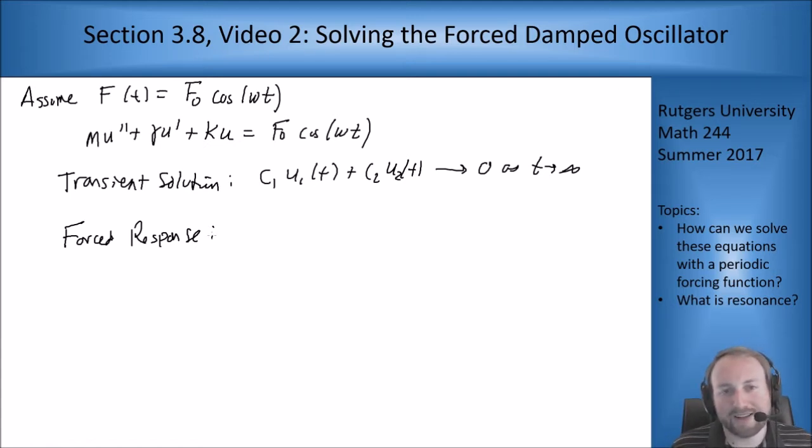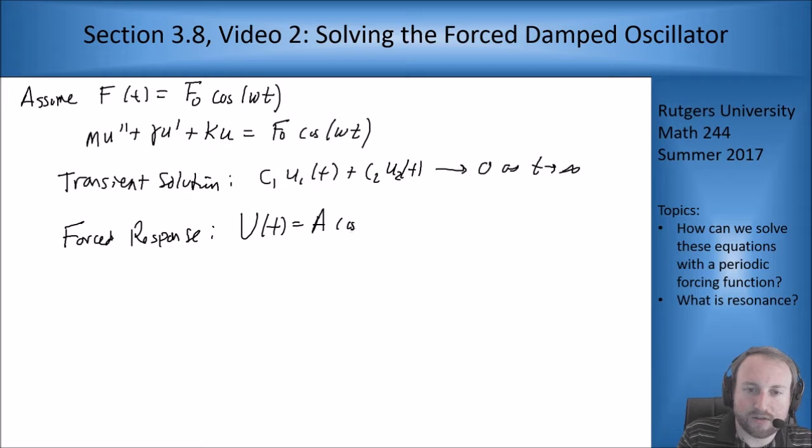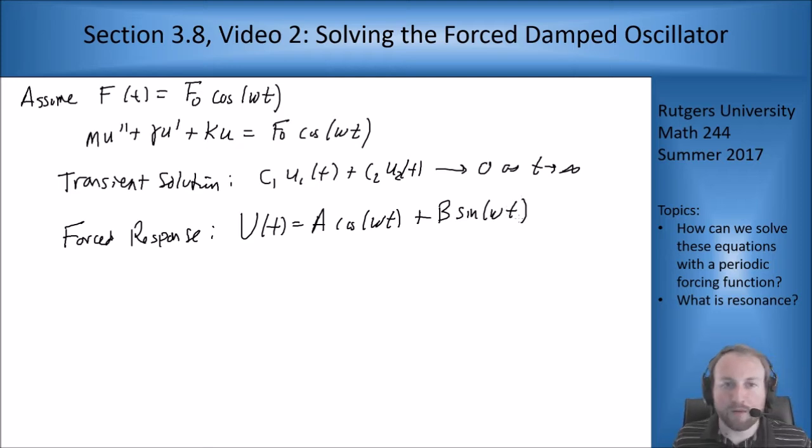Well, the right-hand side has a cosine of omega t term, which means if I want to use the method of undetermined coefficients to solve for my capital U, I'll want U of t equals a cosine of omega t plus b sine of omega t. Plug that in for U, take derivatives, multiply by the constants, solve it out, and see what you get. Now, I'm not going to do all that work here. That is the method of undetermined coefficients. It's not difficult, it's just a lot of algebra.